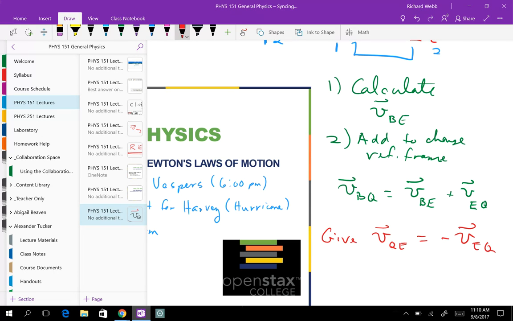So we're given this, we then can put in just minus the velocity of the quarterback with respect to Earth, and we have everything we need. Now there is a third step on that. I didn't even talk about it because it's pretty obvious. Once you have found the velocity of the ball with respect to the quarterback, then you can use the Pythagorean theorem to find the magnitude and tangent to find the angle.